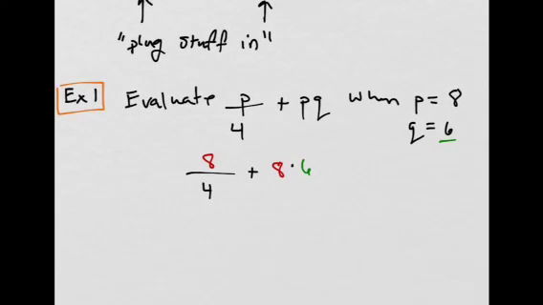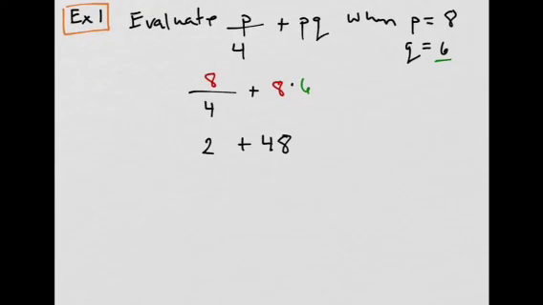Well, that's not that bad. What's 8 divided by 4? 8 divided by 4 is 2, and then plus, what's 8 times 6? That's 48. 6 times 8 is 48. And add those together, that's 50. All right, that's the answer. Not so bad.